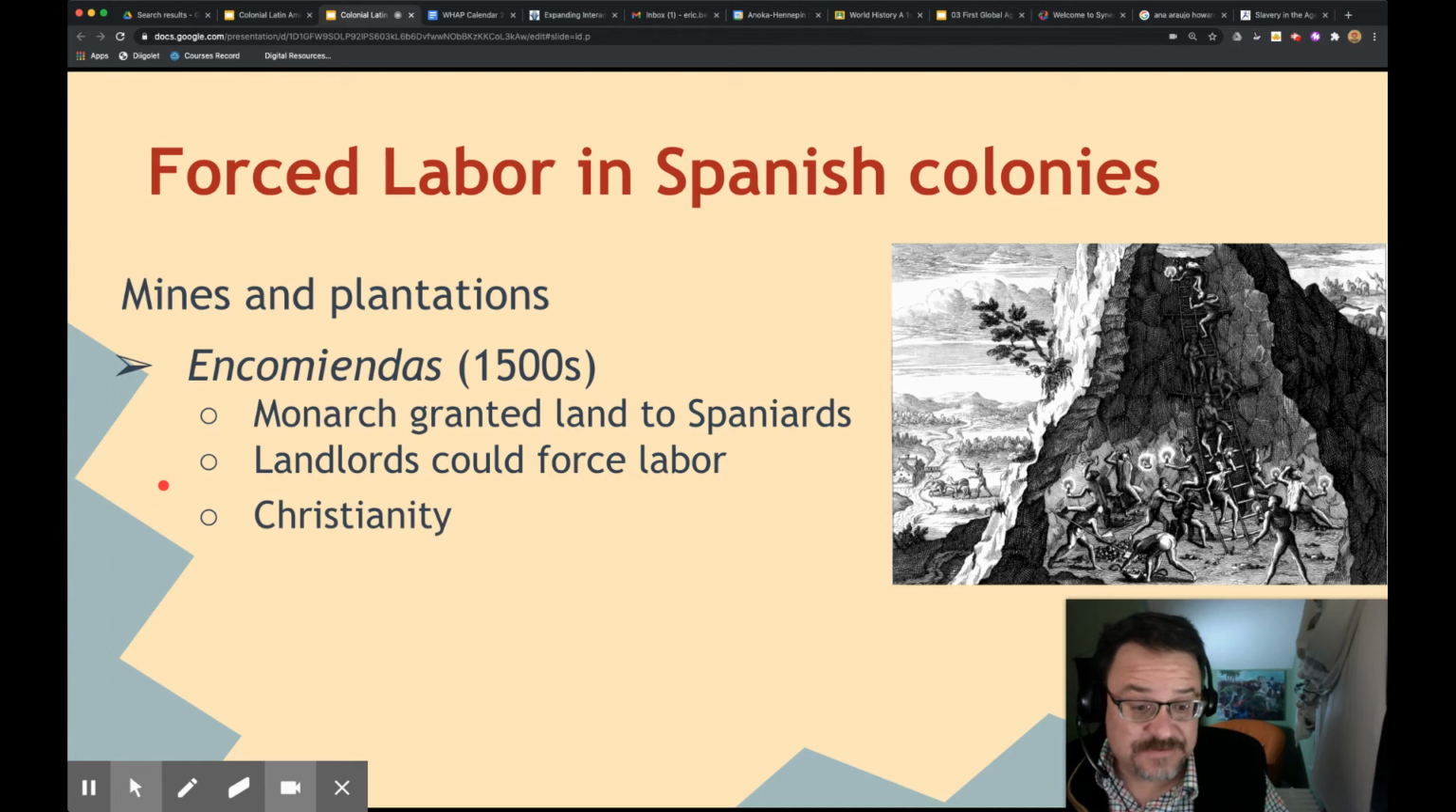In exchange for this, the Spanish landlord was supposed to provide Christian education and Christian resources, like build a church, pay for a church, and hire a priest so that people there could become Catholic. This didn't last for that long, but it did kind of set the model for how things were going to happen. So this is in the 1500s.